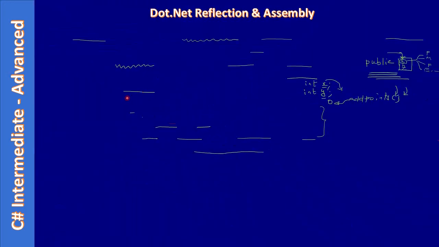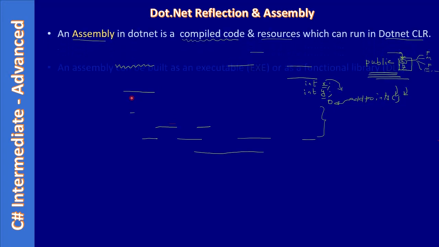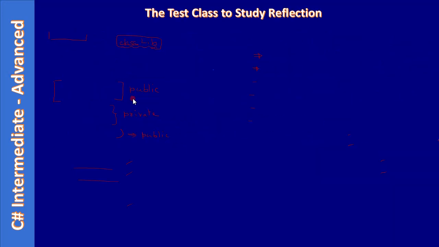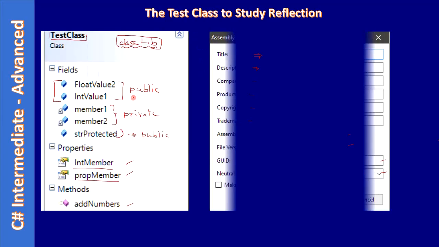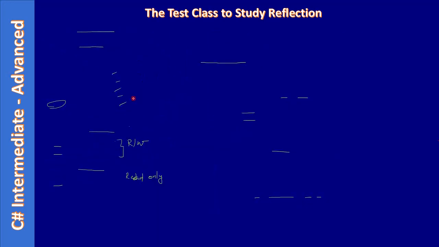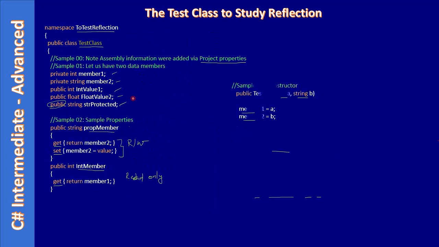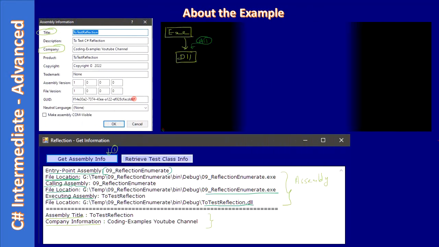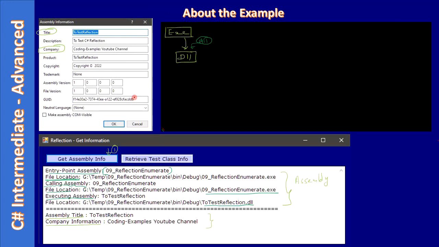First, we learned about .NET Reflection and what an assembly is. Then we moved on to creating the test class. So this is the test class we are using throughout the example. Next, we talked about the example and how it was organized to study reflection and how to retrieve type information.